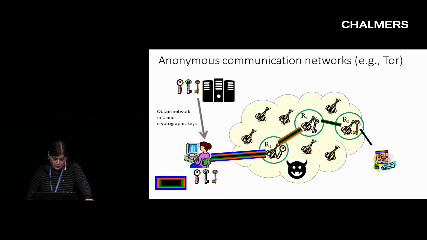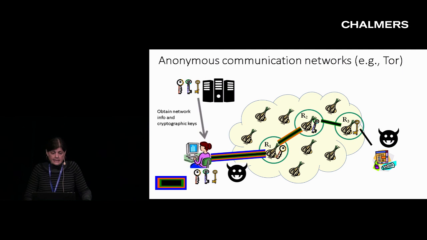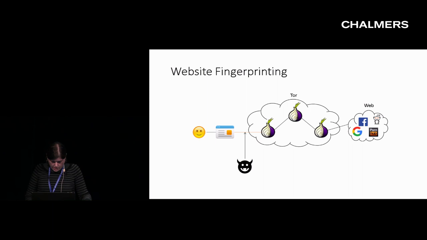Now, what this does not protect against is adversaries that can see both ends, because then they can correlate the traffic patterns that they see on both ends and break anonymity. So this is not good enough for that kind of adversary.